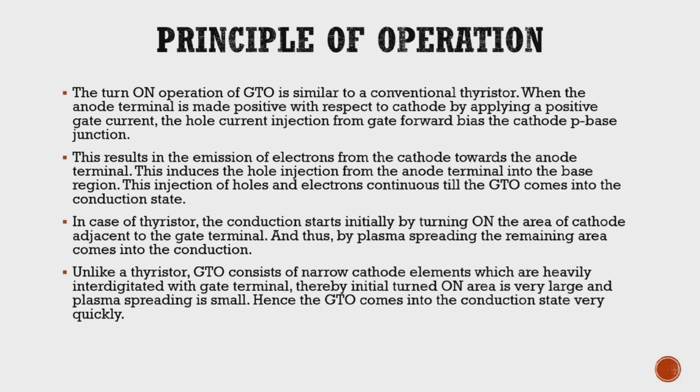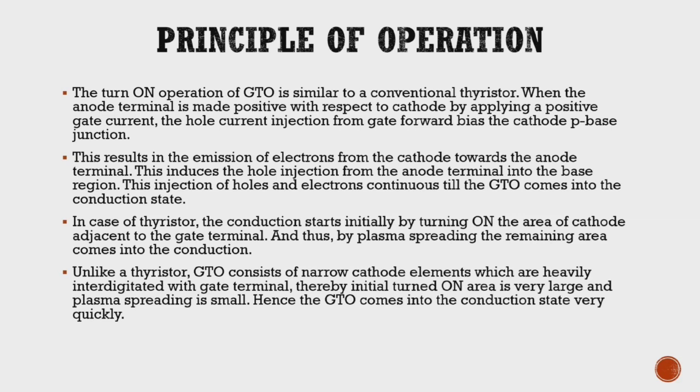Principle of operation. The turn-on operation of GTO is similar to conventional Thyristor. When the anode terminal is made positive with respect to cathode by applying a positive gate current, the hole current injection from the gate forward biases the cathode P base junction. This results in the emission of electrons from the cathode towards the anode terminal. This induces the hole injection from the anode terminal into the base region. This injection of holes and electrons continues till the GTO comes into the conduction state.